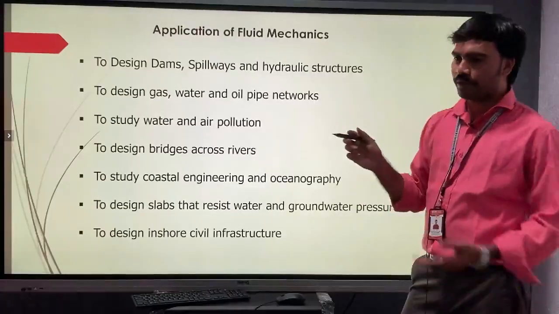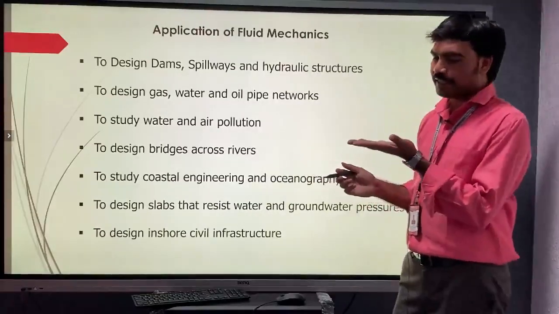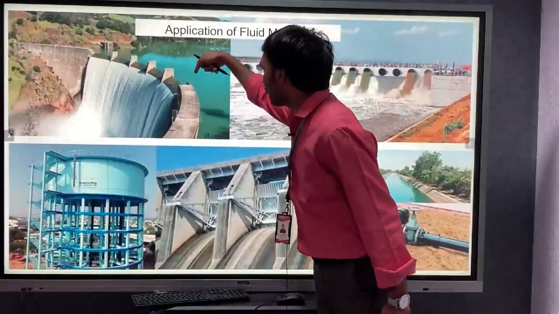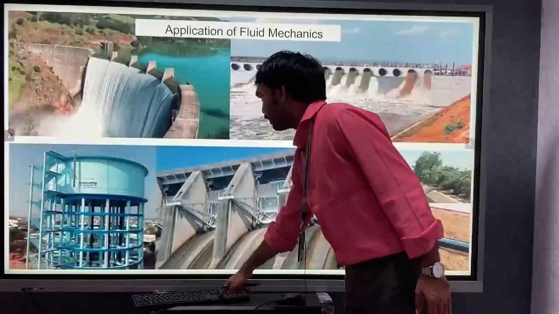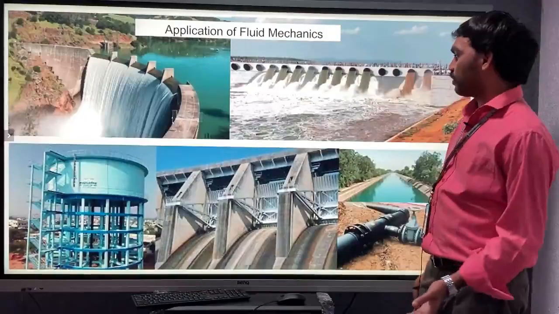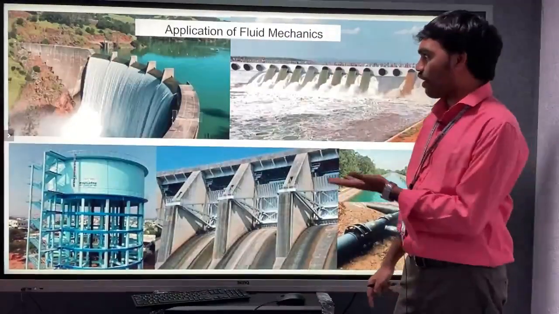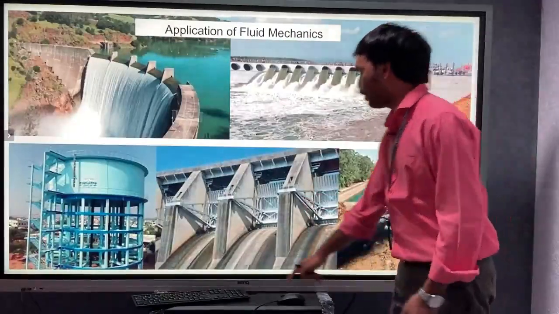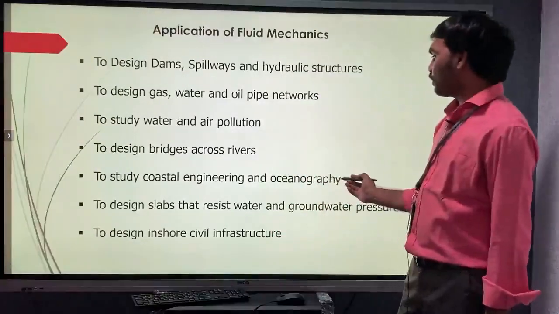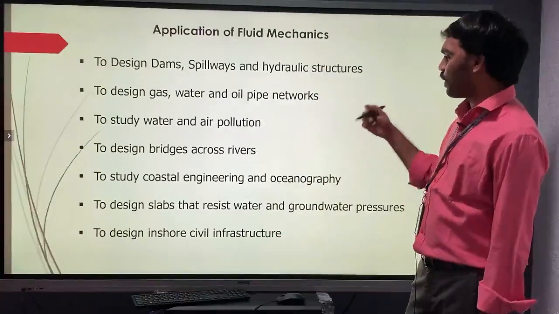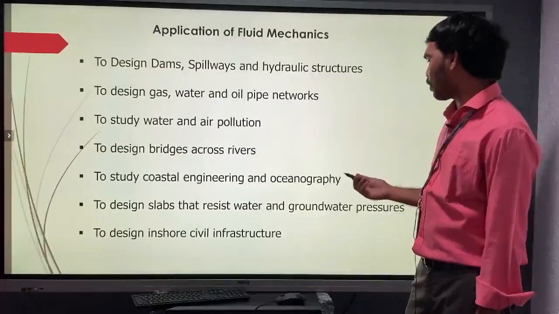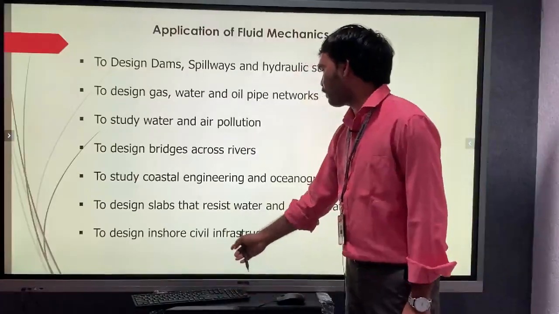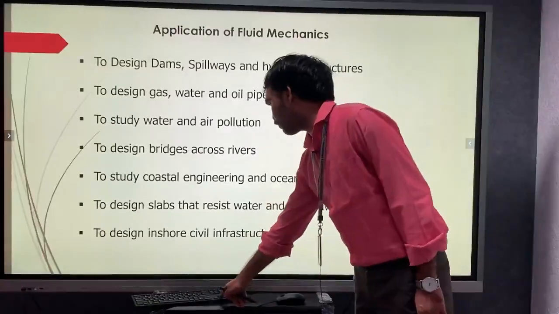For example, if you want to design a dam, what will happen? If it is permeable soil, the water will percolate before the dam, and it will come out at the downstream side. This causes a reduction in soil stability at the bottom of the slab, which may cause the dam to sink. To avoid that, first we need to understand how the water is percolating, or what seepage process is happening. To understand that, we need to know fluid mechanics, and it will also help you to design and ensure civil engineering infrastructures.